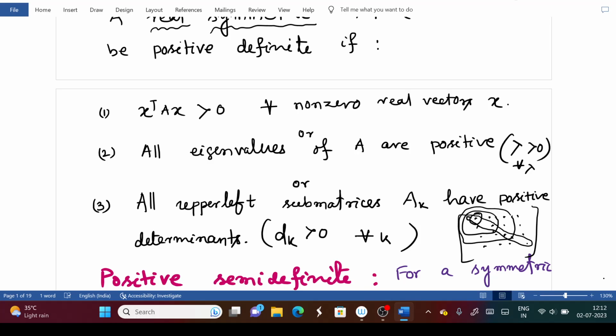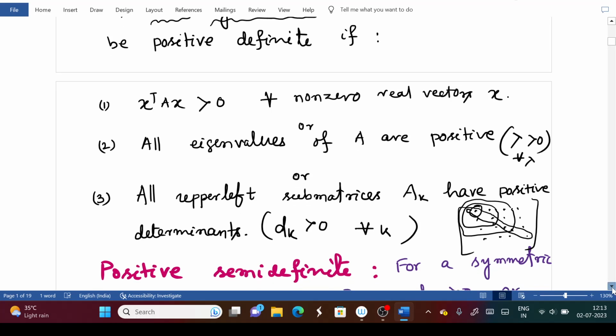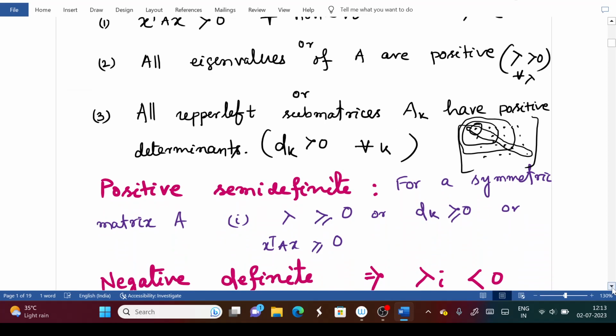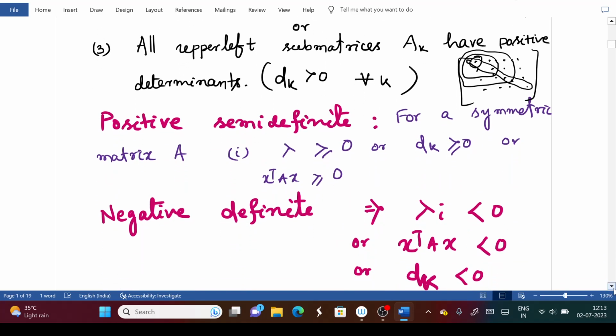If some are positive and some are zero, then it is positive semi-definite. If all are negative, it is negative definite. If some are negative and some are zero, it is negative semi-definite. If some are positive and some are negative, such matrices are said to be indefinite.